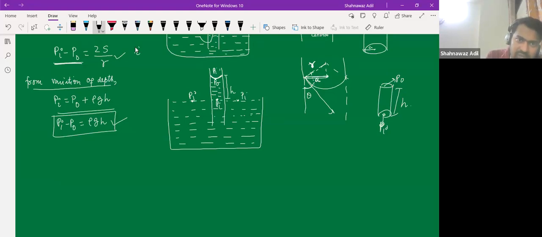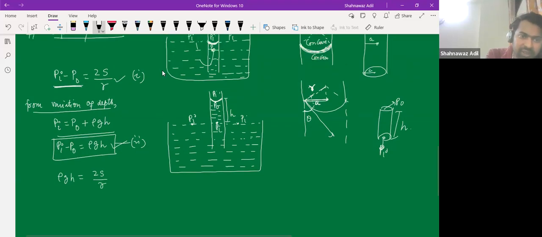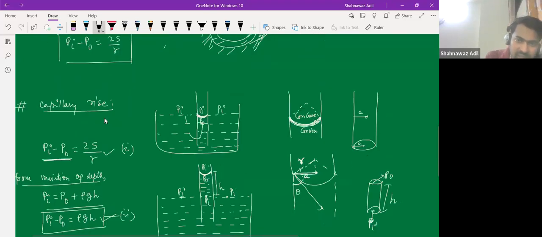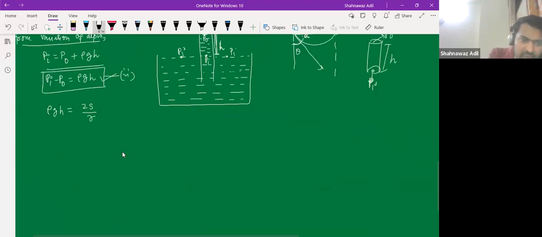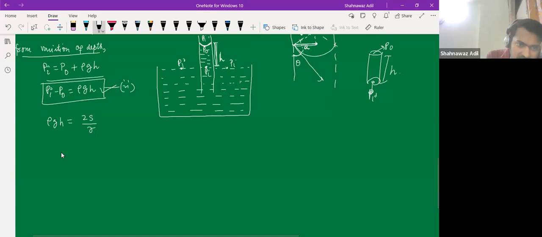So let's say this is the first equation, this is the second equation. So rho gh would be how much? That would be 2s by r. I want to calculate the capillary rise, that is my goal, how much this water will rise. So let us calculate this thing. So H would be 2s by rho gr.